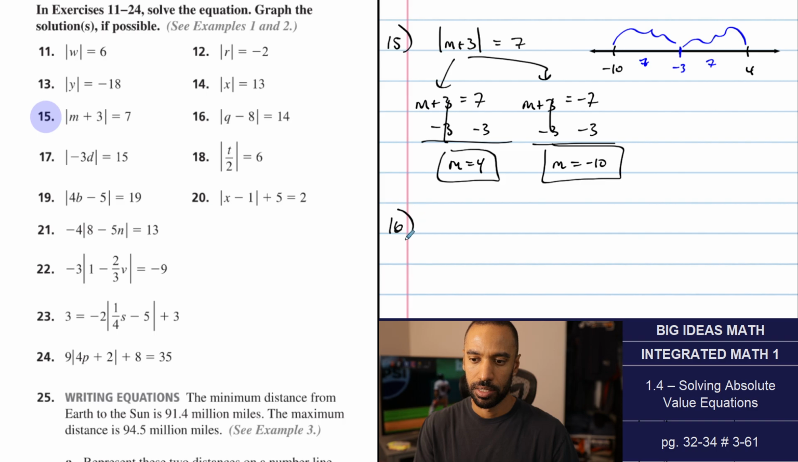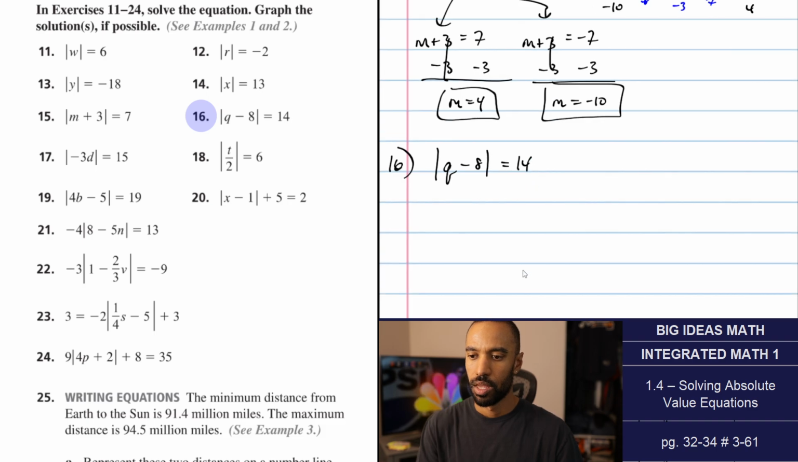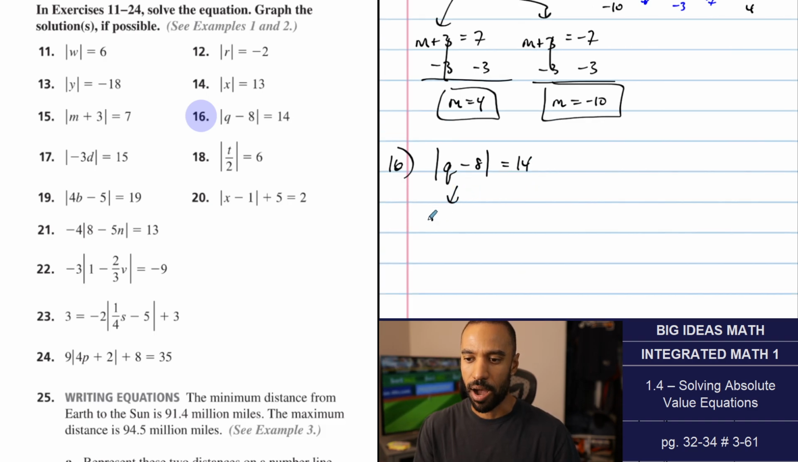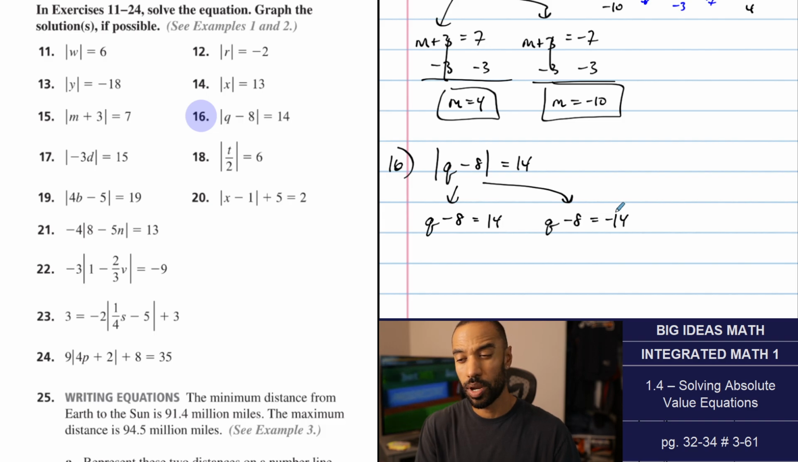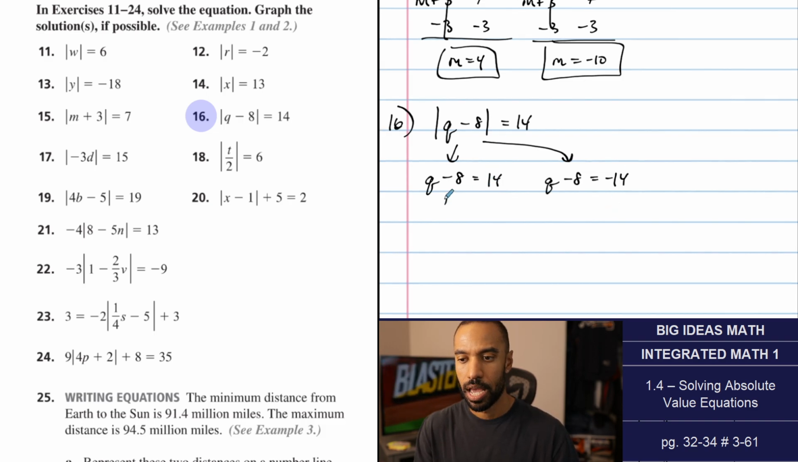Number 16. We have the absolute value of q minus 8 equals 14. So q minus 8 can either equal positive or negative 14. This part's by itself. We go ahead and set those two conditions and we solve those two equations. No extraneous solutions in these cases, by the way. I'm going to add 8 to both sides in both scenarios like this. But 14 plus 8 and negative 14 plus 8 are two different things.